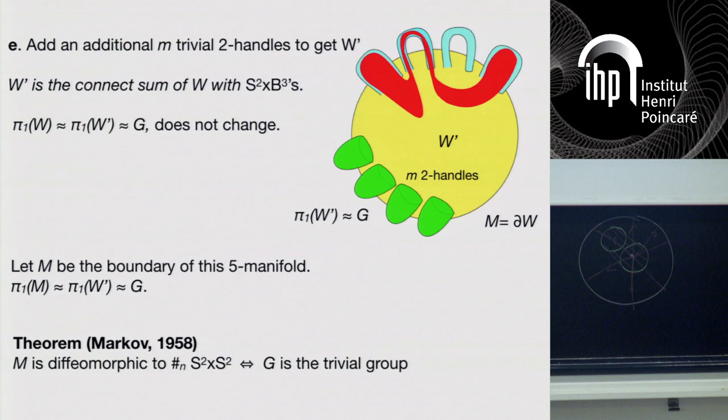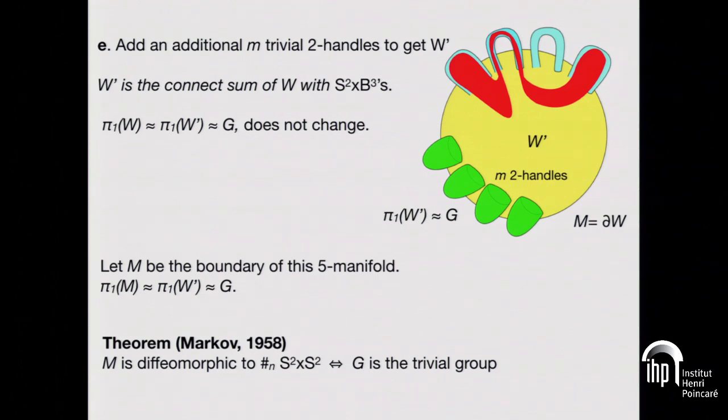five manifold, which has fundamental group G, and this is, I think, a really clever idea that Markov had. He said, let's add M more two handles. Let's add an additional M two handles off to the side. Trivial two handles. Okay, so we're far away from where all the action is with the one handles and the two handles, in another corner of this five ball, on another part of the four sphere far away. We're going to just add N trivial two handles. So we'll be essentially connect summing this with N S2 cross S2s.